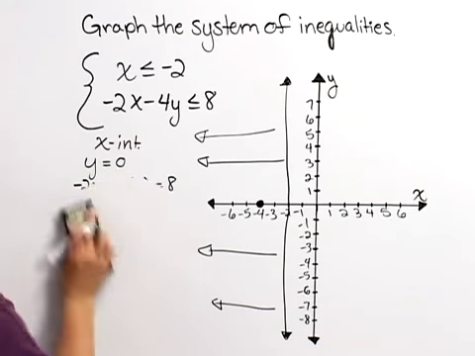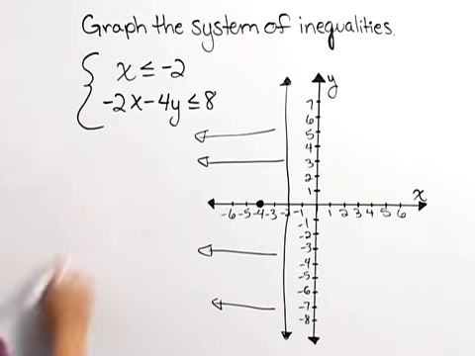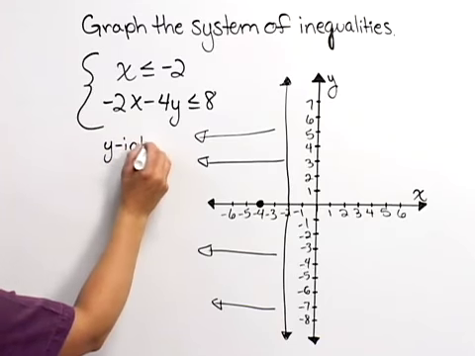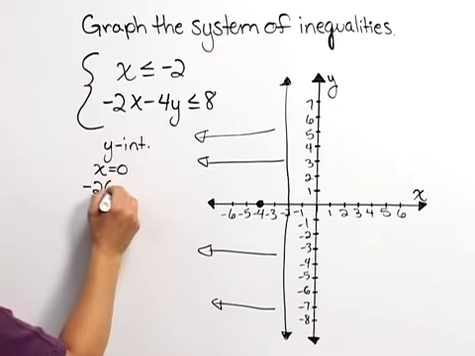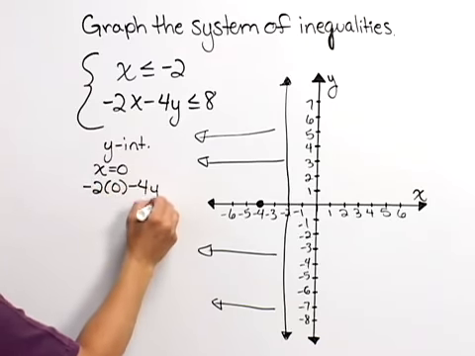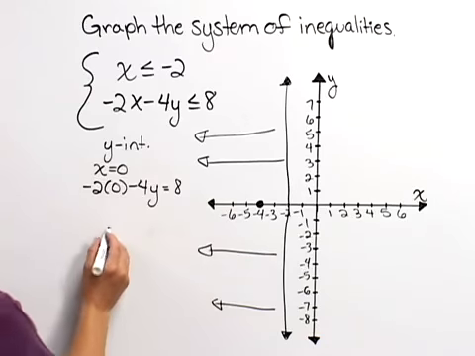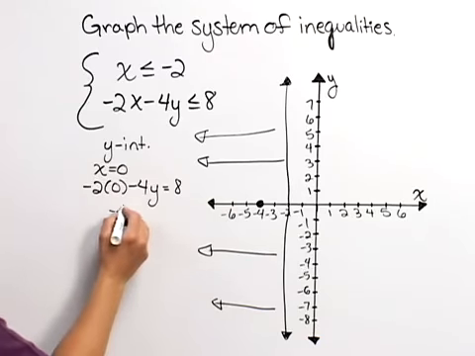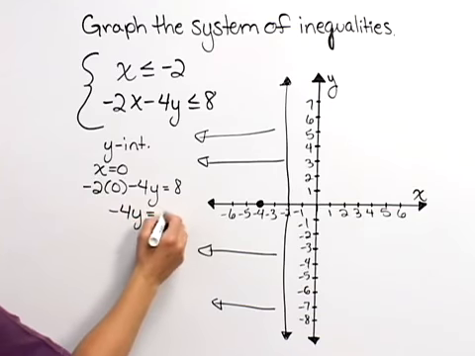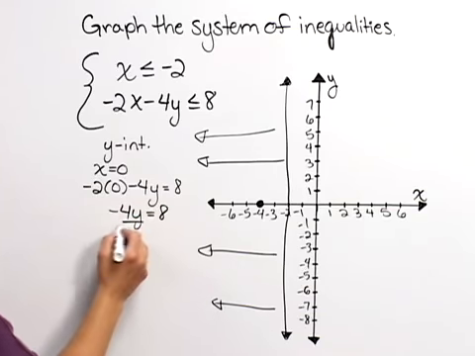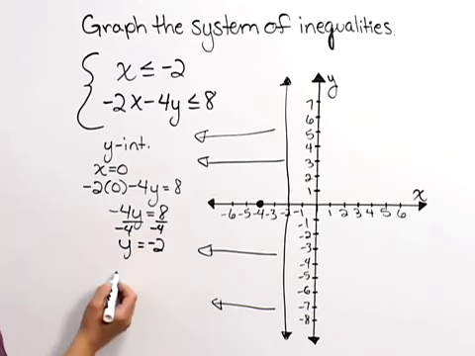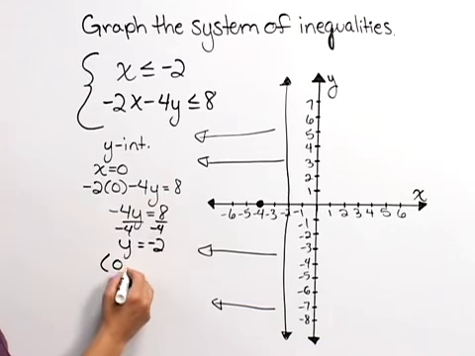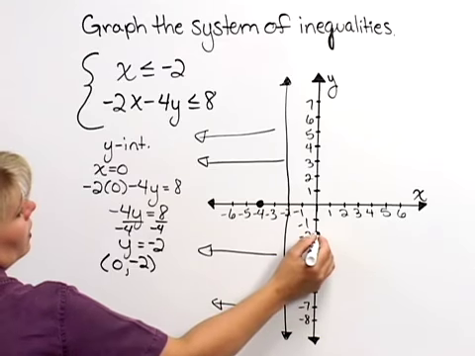Now let's find our y-intercept. For our y-intercept, our x is 0. Replacing the x with 0, you get -2 times 0 minus 4y will equal 8. And this will be eliminated just to leave us with -4y equals 8. And then divide by -4, so y equals -2. That's a y-intercept of 0, -2. Let's plot that. That's right here.